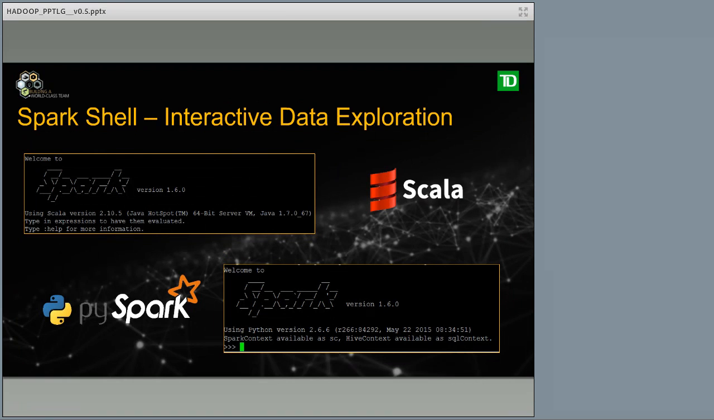For interactive data exploration using Spark, users can choose to use Scala in the Spark shell or Python in the PySpark shell. Users connect to the Edge node using an SSH client, such as PuTTY, and begin their data exploration by launching the shell of their choice. Hive can also be used this way.